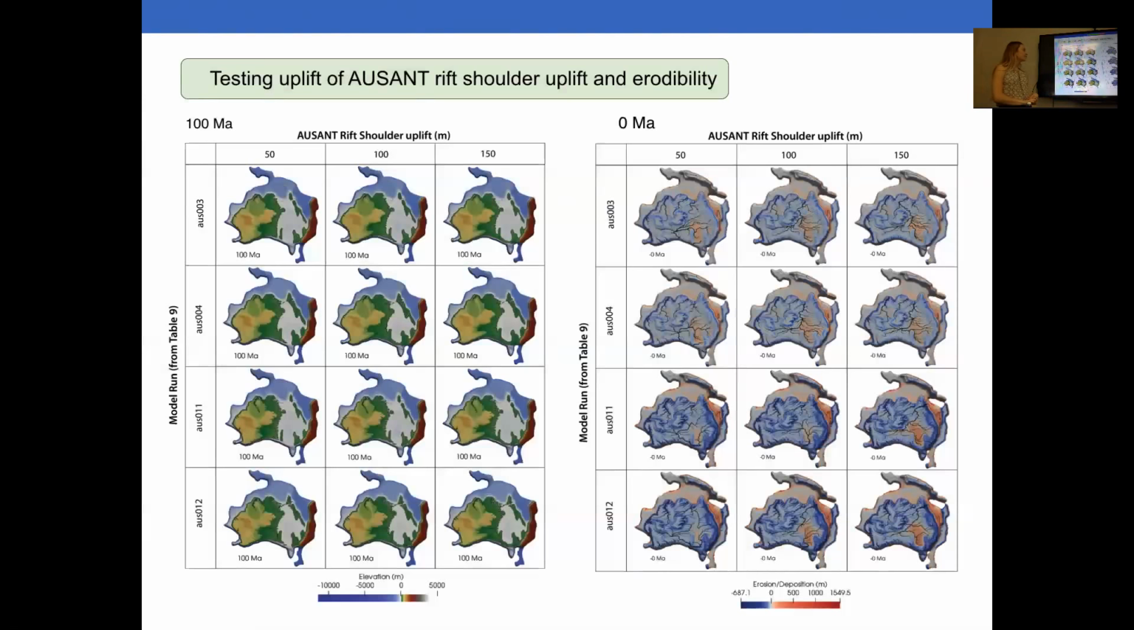Exactly. So if I tweaked this model to look like something else specifically, yeah, I guess I just try to produce these things at present day because I couldn't do everything. But the idea is eventually, yeah.